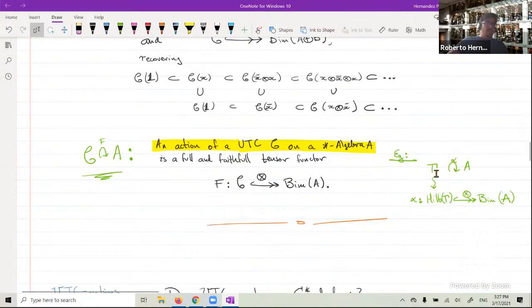So for instance, if you start with the data of an action alpha of a group gamma on a star algebra A, really with little effort and all with canonical information, you can promote the data from this action into a functor of this form, call it alpha again. But now the tensor category you would get is the UTC of gamma graded finite dimensional Hilbert spaces. So an action in the regular classical formalism does mean a functor of this form.